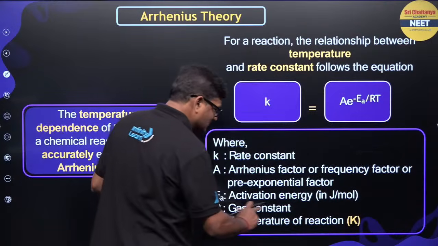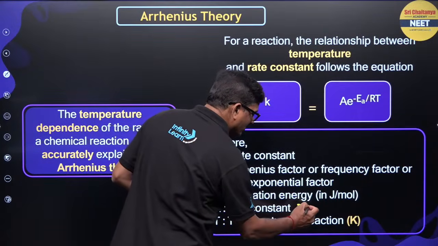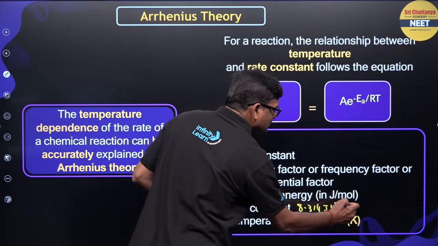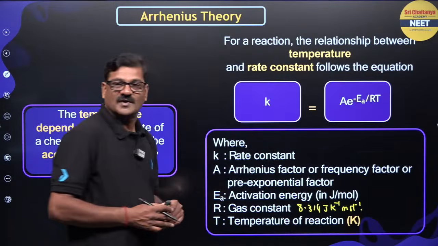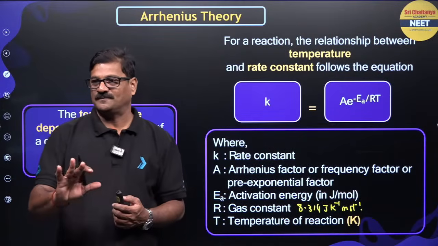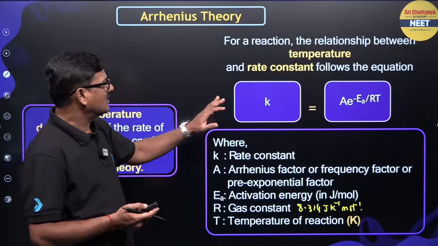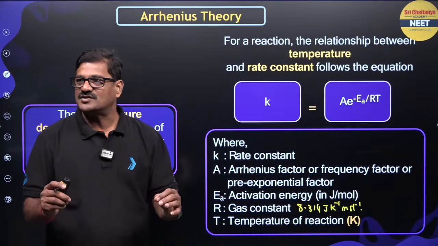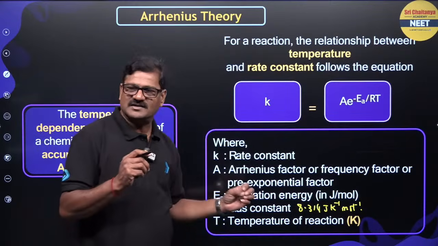जब आप गैस कांस्टेंट इस्तेमाल कर रहे हैं ना, 8.314 जूल केल्विन इनवर्स मोल इनवर्स इस्तेमाल करो बेटा, ओके, and T is the temperature, right? This is called the Arrhenius equation, and based on this Arrhenius equation we can do so many analytical approaches.